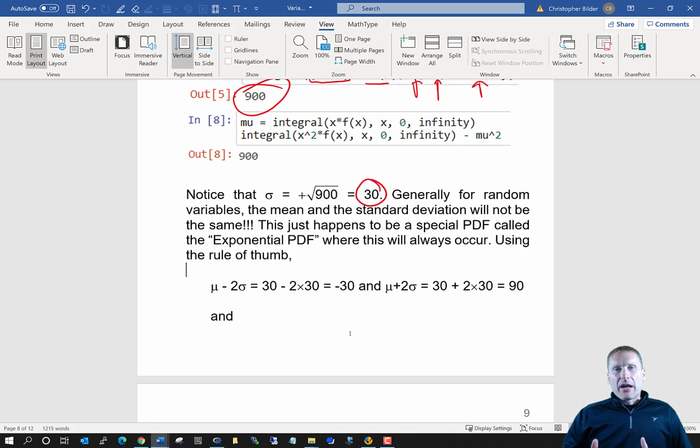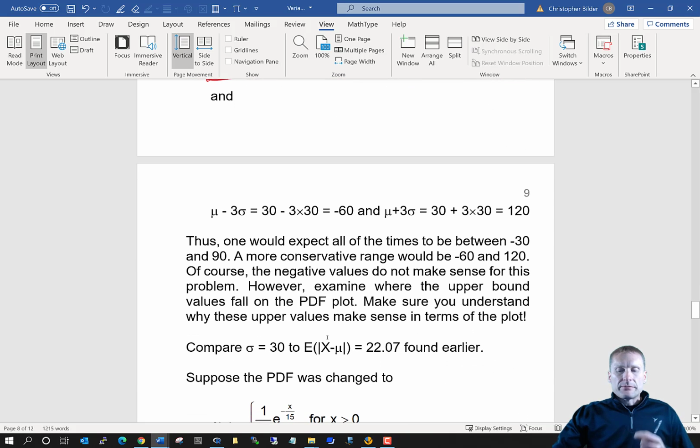Now, let's think about that rule of thumb again with respect to this transaction time example. If I were to take mu minus 2 times the standard deviation, I would get negative 30. Mu plus 2 times the standard deviation, I get 90. And so what that says is I would expect almost all transaction times to be between negative 30 and 90. Of course, you can't have a negative value, so think of it as 0 to 90. If I were to do 3 standard deviations, I get from negative 60 to 120.